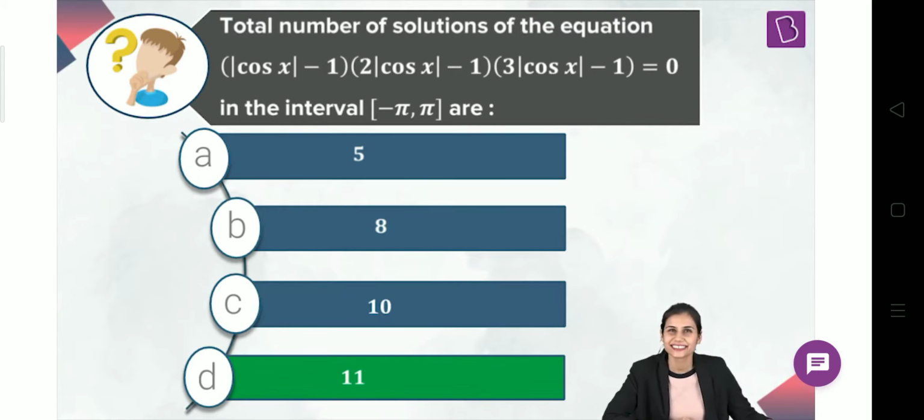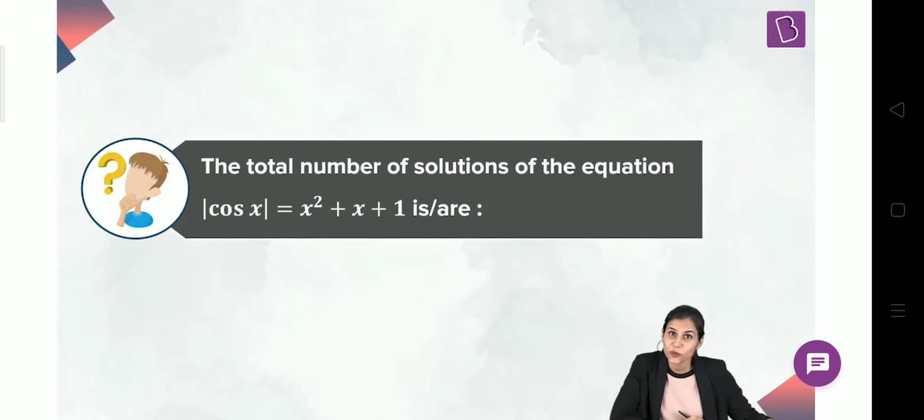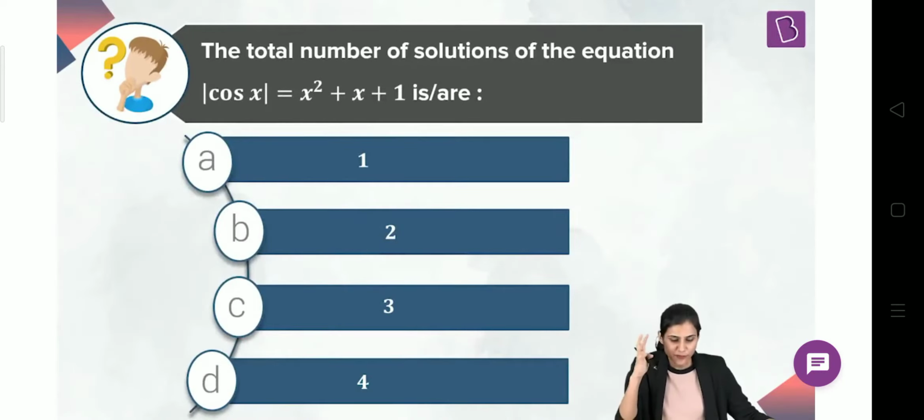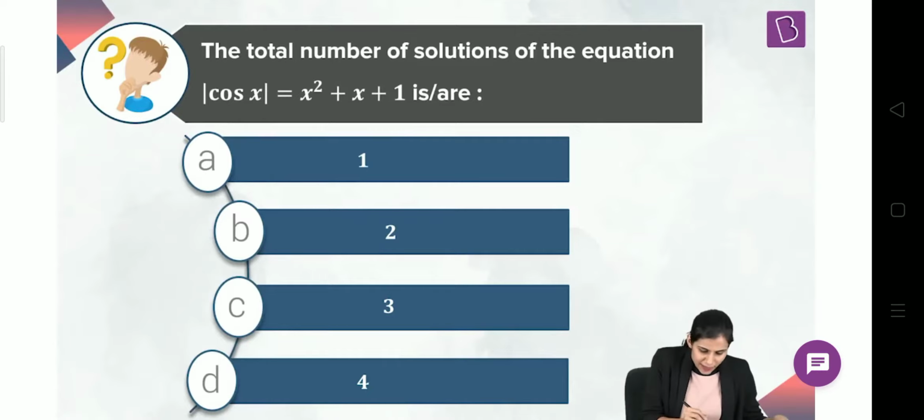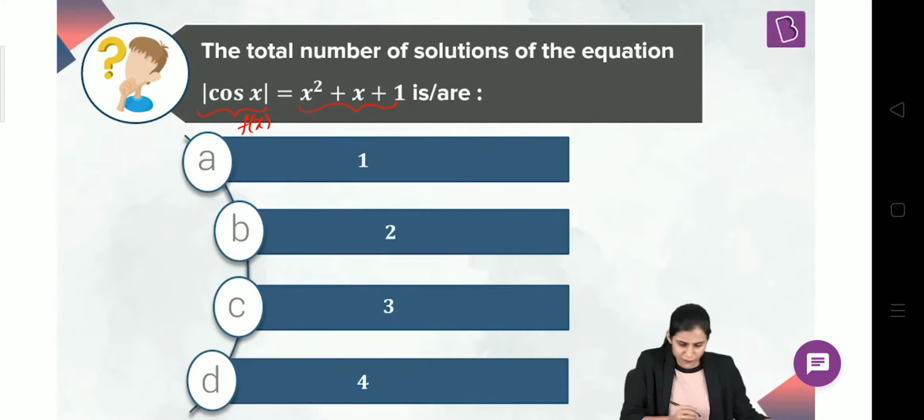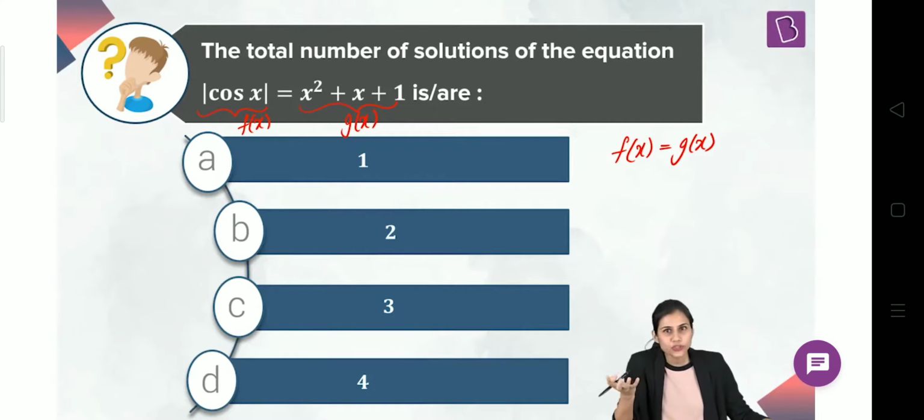Interesting, isn't it? Time to take a look at another question. It says, find the total number of solutions of this given equation. If you take a look at the equation very carefully, left hand side is mod of cos x, let's call it f of x, and right hand side is a basic quadratic function, let's call it g of x. Finding the number of solutions of the equation f of x equal to g of x is equivalent to plotting the graph of both f and g in the same Cartesian plane and just finding out the number of points of intersection of both the graphs.